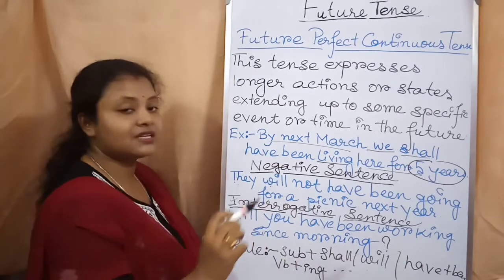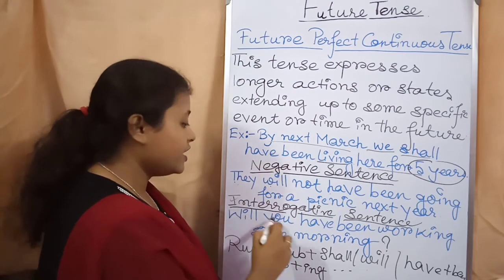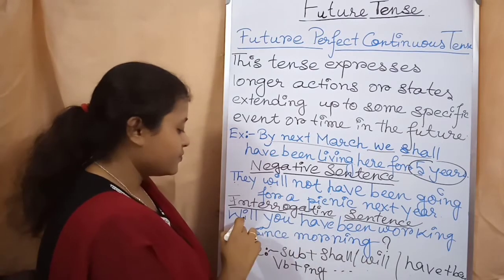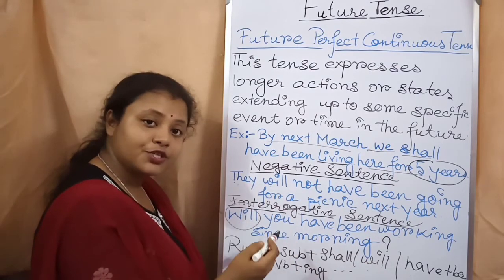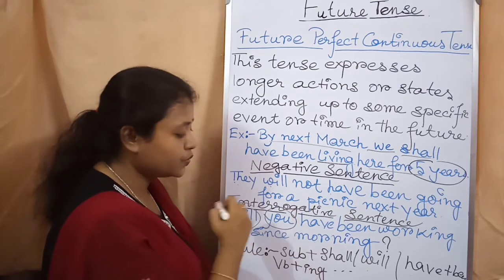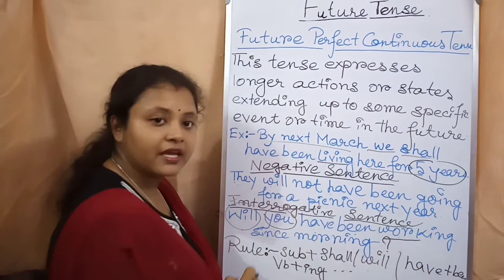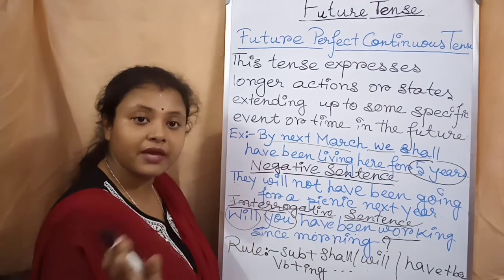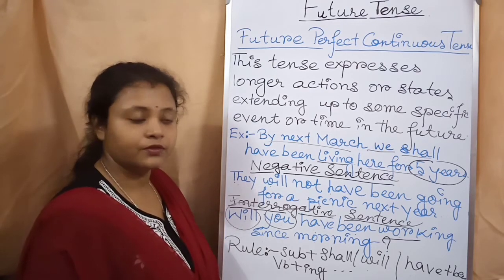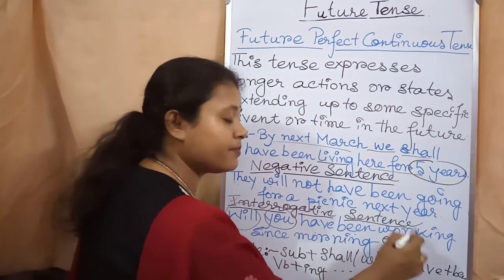Now, come to the third sentence, that is the interrogative sentence. How will you write the interrogative sentence? Will you have been walking since morning? Question mark. At first, I told you, the auxiliary verb is will. After that, the subject, you, then have, then been, then the present form of the main verb. You cannot write the past form. You cannot write the third form of the verb. Only the present form of the verb after have been.